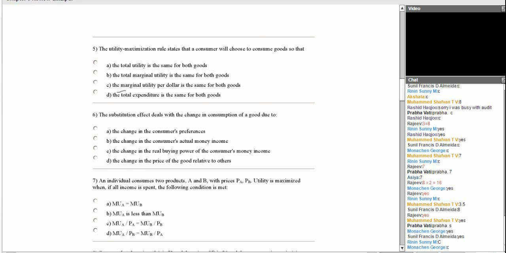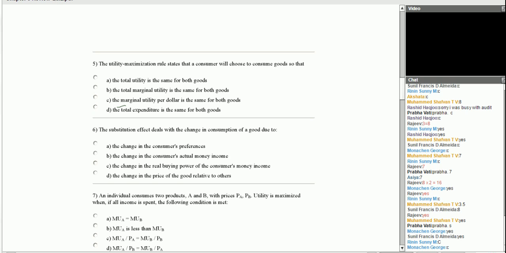Now the sixth one. The substitution effect deals with the change in consumption of a good due to dash. The change in income, preference, the change in actual money income, you can just choose your option. This was something which we discussed in the demand class. We were discussing the elasticity of demand. So there was income elasticity, there was price elasticity. So it is something related to that.